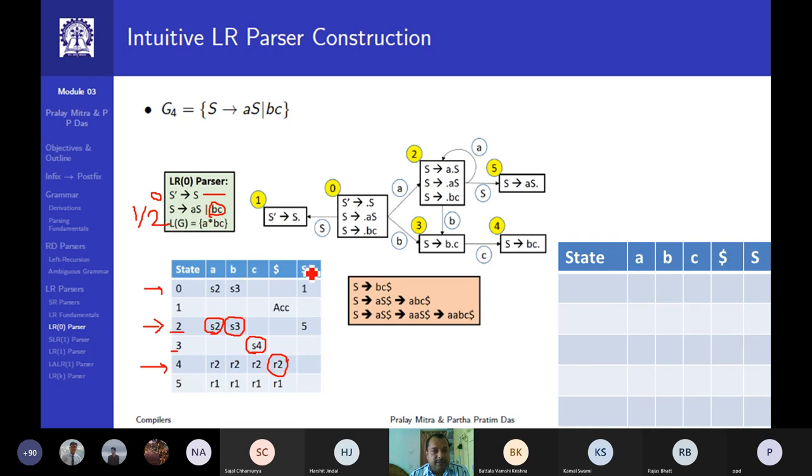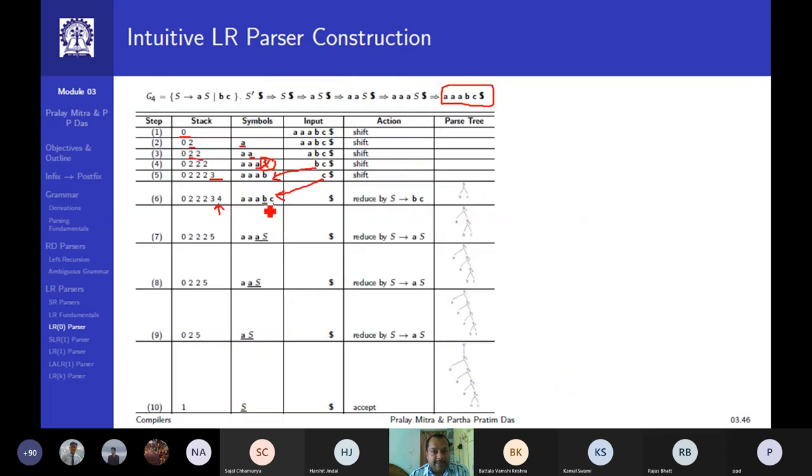First one is 1 and second one is 2. Reduce by R2. So S derives BC. So you derive by this, S derives BC. So this BC. And after the reduction, you know what to do. So 2 terminals have been removed. That's why 2 states will be popped out, 3 and 4.